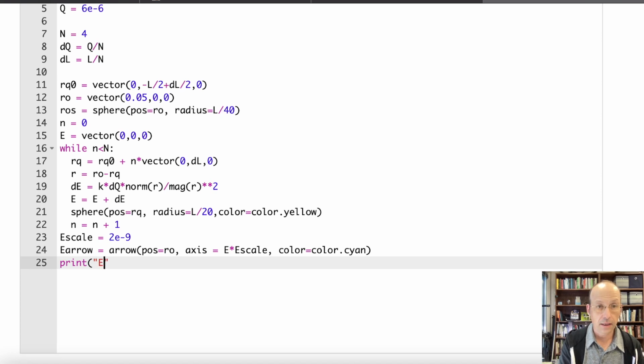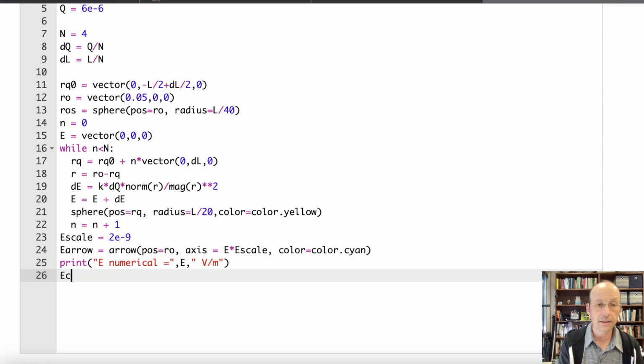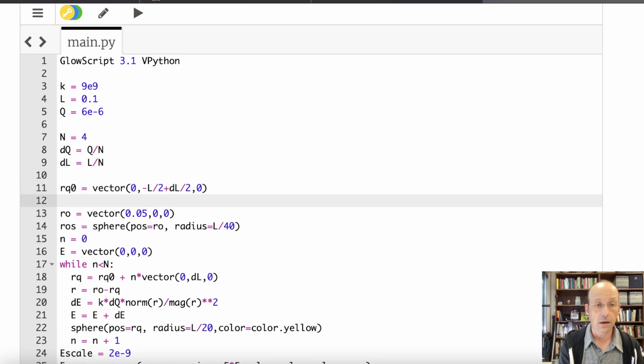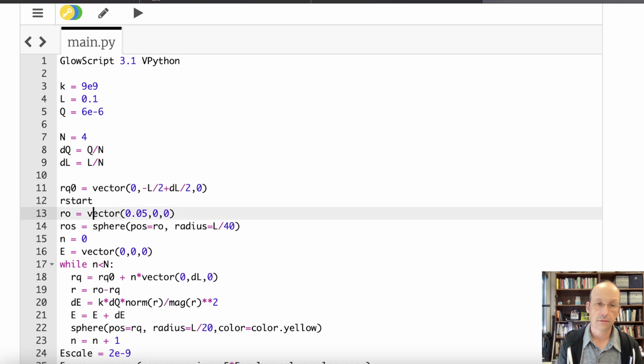Okay, so let's do this. Print E numerical, and that's going to be E in volts per meter. Now let's do EC1. This is E calculation 1. I'm going to type my equation here. It's going to be K times Q divided by the square root of, let's do this up here, I need an R value. Let's call this R start. I don't want to just call it R because I have something below. R start equals 0.05. That way if I change it, I can change all my values.